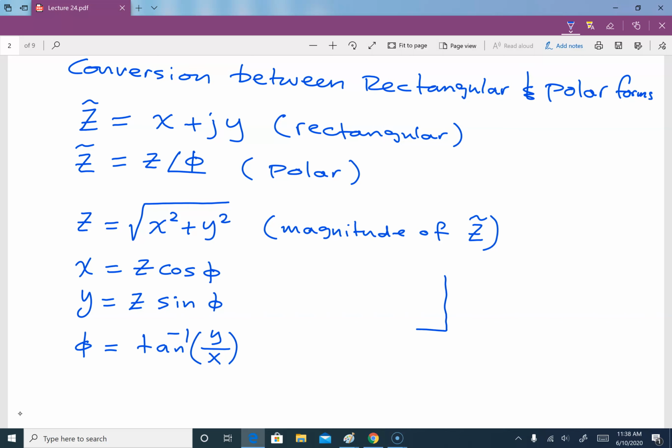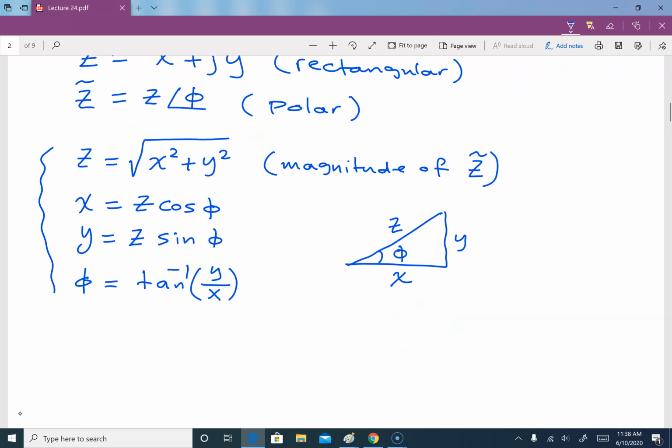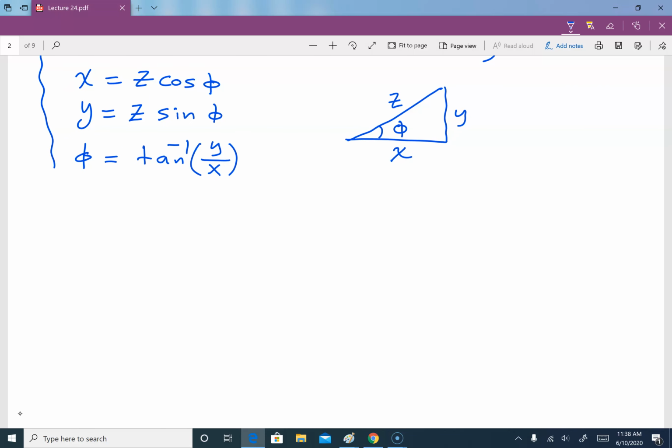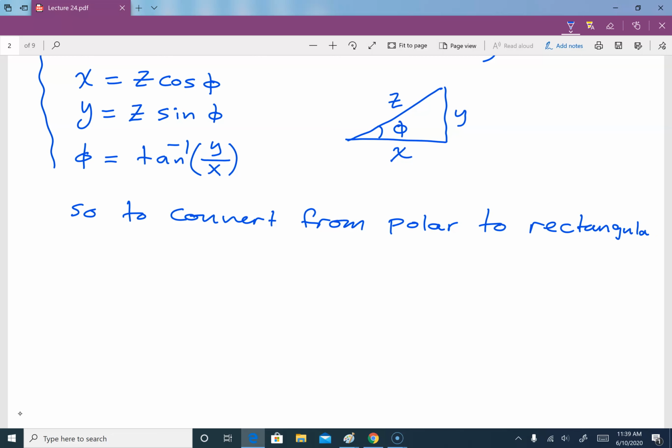That is really based on this triangle here. This is x, this is y, this is phi, and this is the magnitude z. From this triangle we will be able to get all of these quantities as long as two quantities are known. So now to convert from polar to rectangular, we use this.